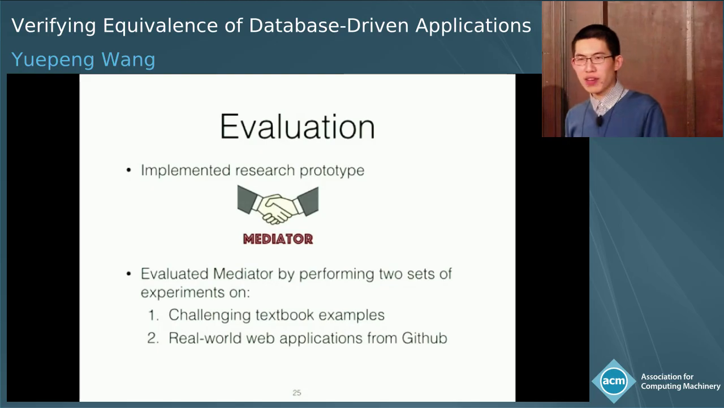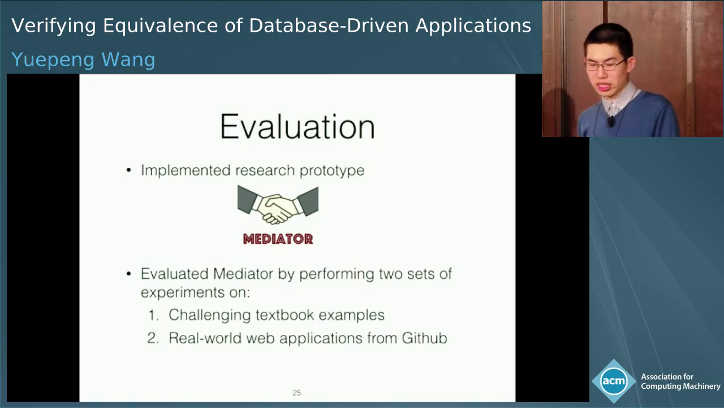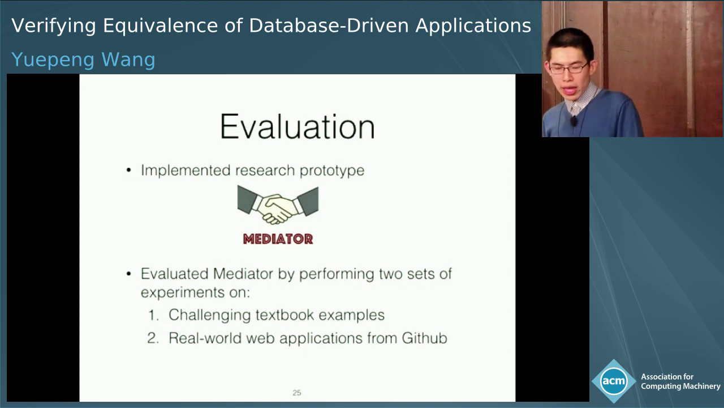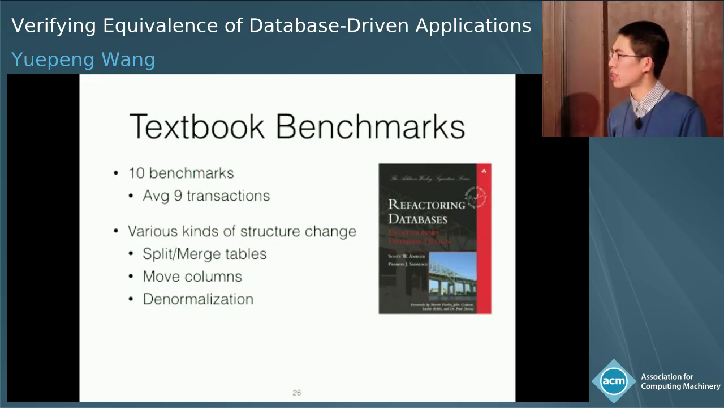To evaluate the effectiveness and efficiency of our proposed technique, we have implemented a research prototype called Mediator and evaluated it by performing two sets of experiments. First, we evaluate Mediator on challenging schema refactoring examples from the textbooks. And second, we evaluate Mediator on real-world web applications from GitHub. Let's look at the first experiment.